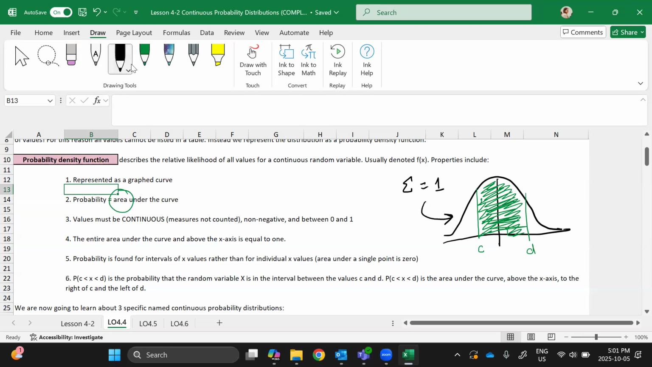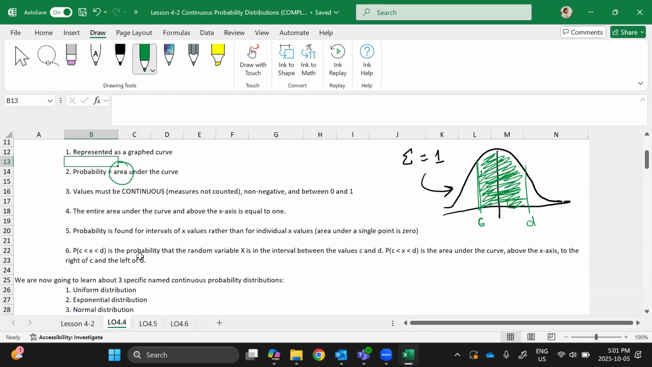Also, when we talk about area, you can't have an area under a single point. If I just look at one point like C, there's no area under a single point. So we always talk about between two points, or less than or greater than areas for continuous values. We don't talk about a single value probability. It's always less than, greater than, or between problems, which you'll see when we get to some of the examples.